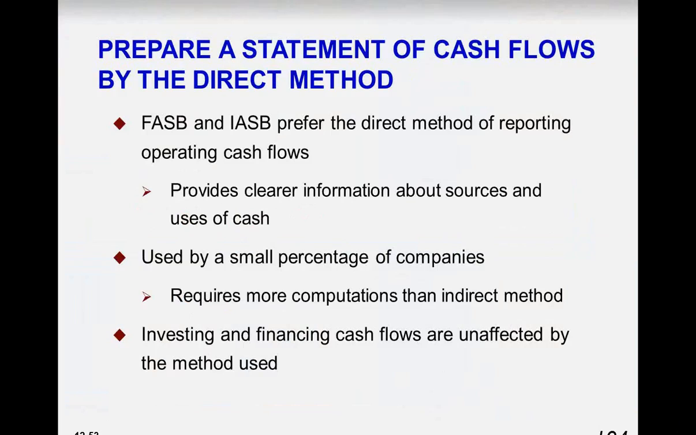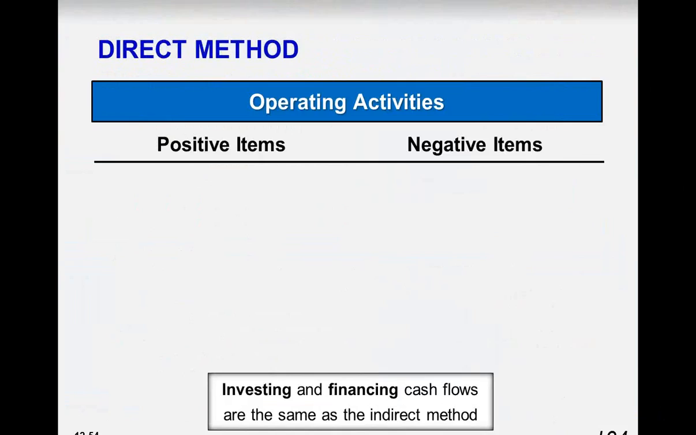So FASB prefers the direct method, but the indirect method is the most used because it's easier for people to prepare and takes less time. And as we all know, time is money. So if you can do it in less time, that's the method they're going to use. With the direct method, remember the only difference is the operating activities. The other two, financing and investing, will be exactly the same, whichever method you do.